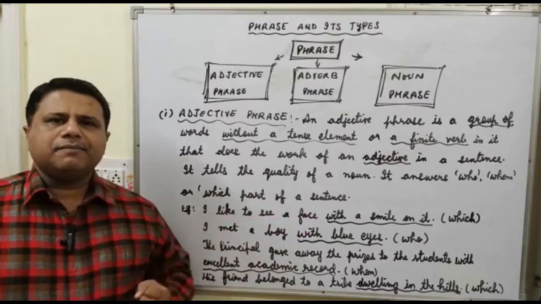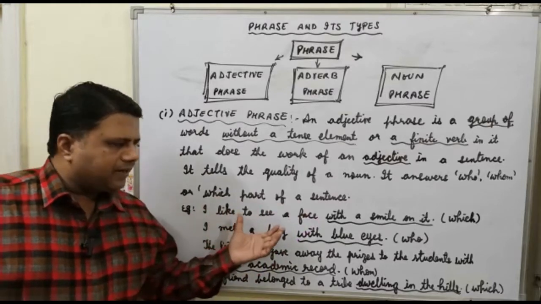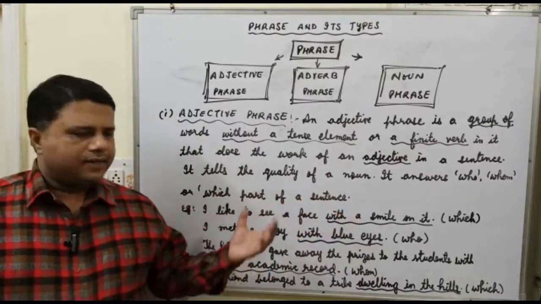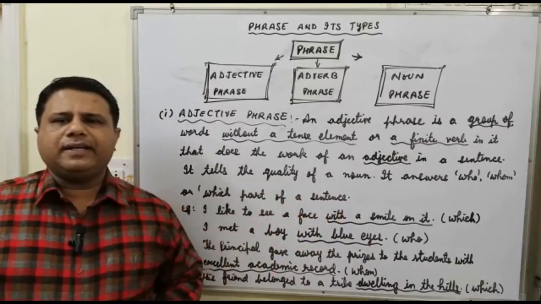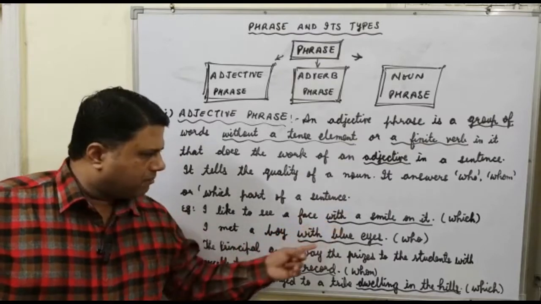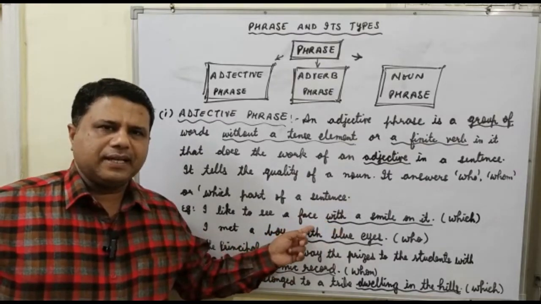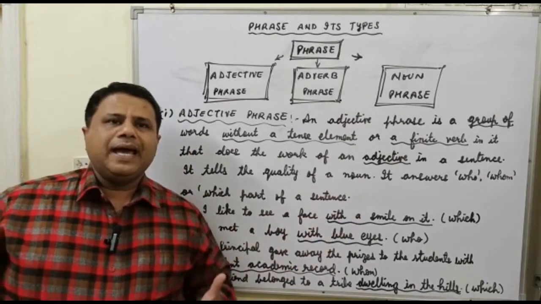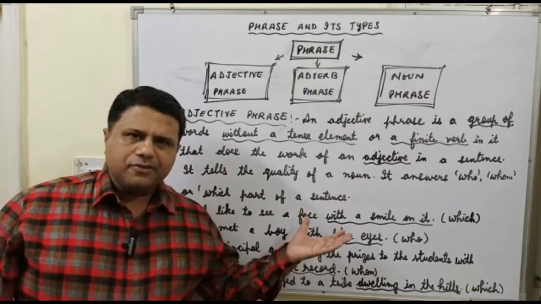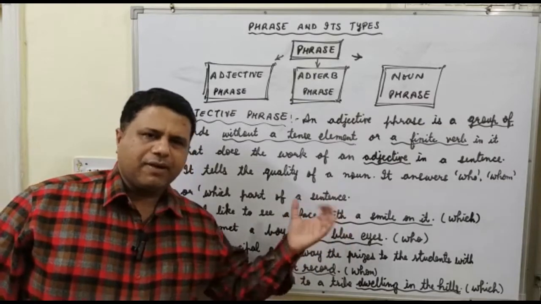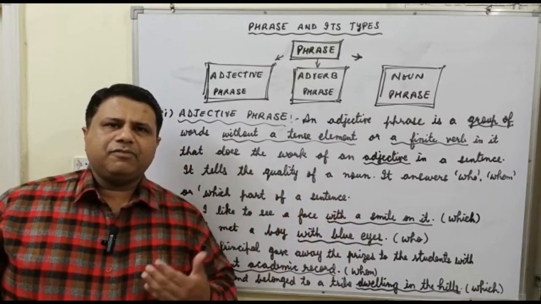Let's see some examples. I like to see a face. Which face? With a smile on it. So with a smile on it is an adjective phrase, because it is telling us something more about the face. Face is a noun, so the quality of face obviously will be an adjective. And as we are using a group of words to describe a face, that's why it is called an adjective phrase.